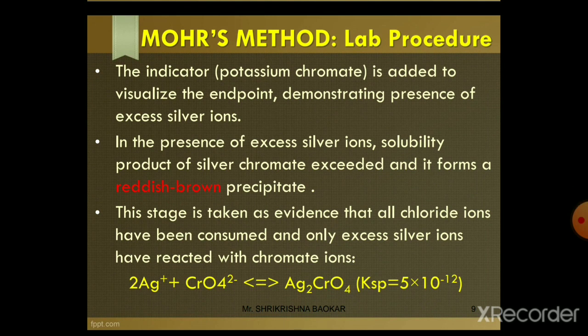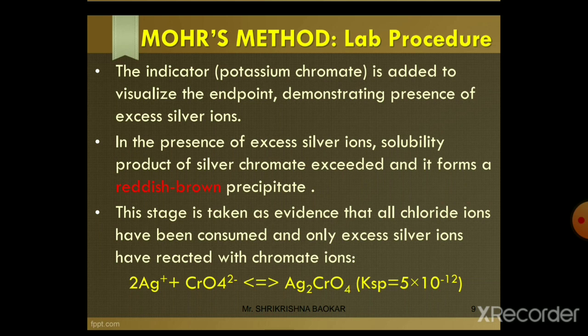The indicator potassium chromate is added to visualize the endpoint, demonstrating presence of excess silver ions, Ag+. In presence of excess silver ions, the solubility product of silver chromate is exceeded and it forms a reddish brown precipitate. At this stage, it is taken as evidence that all chloride ions have been consumed and only excess silver ions have reacted with the chromate ions.